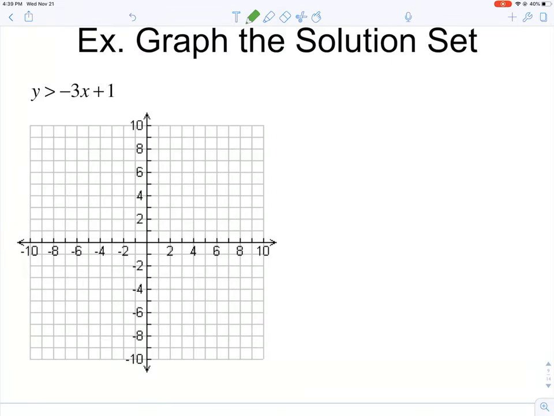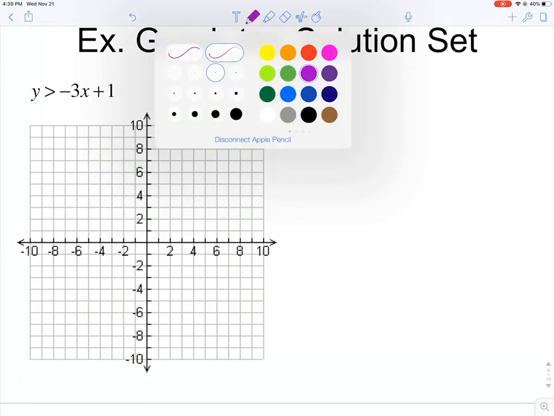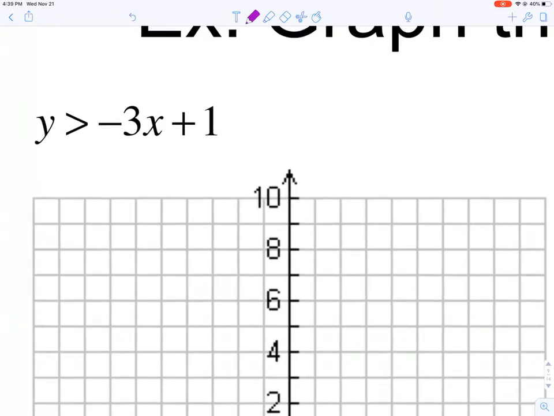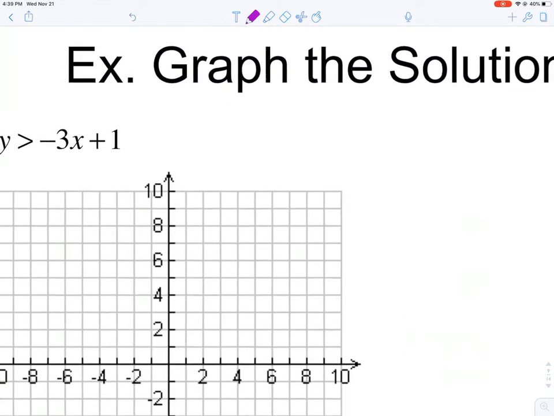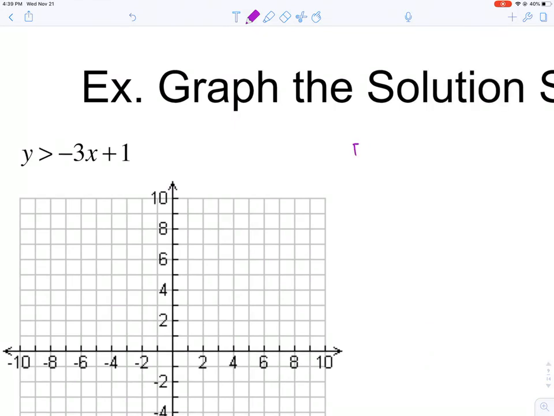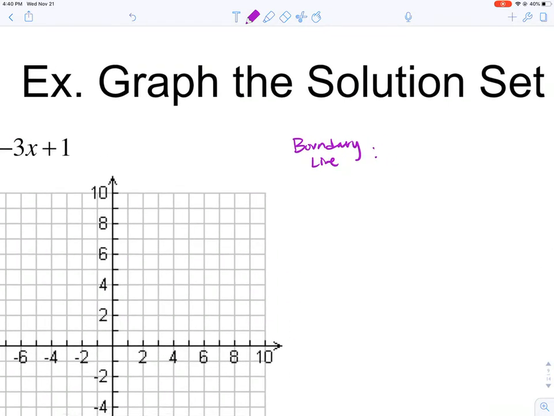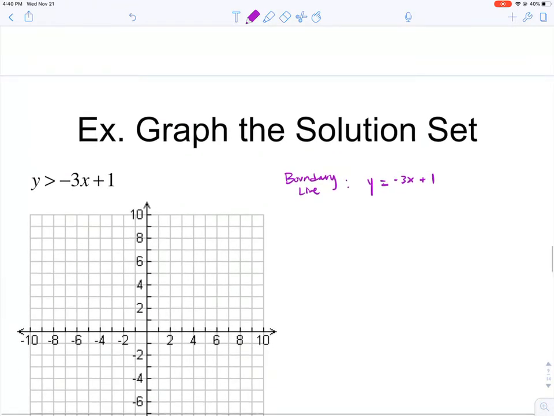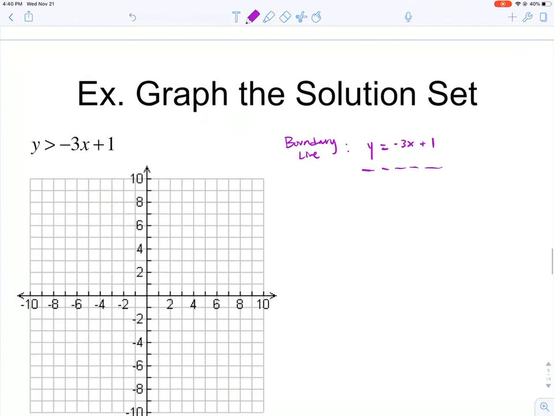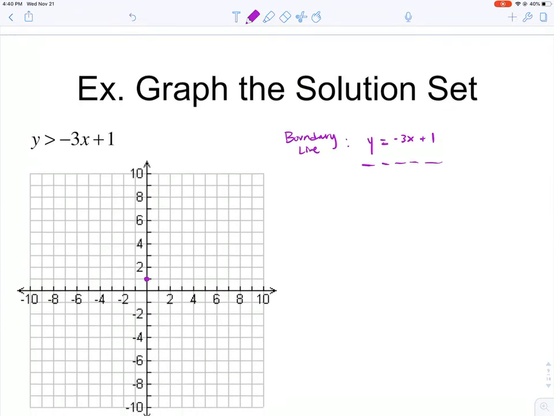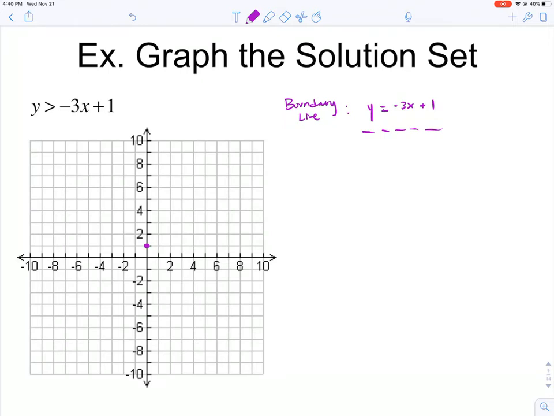Okay. So for this inequality, we can see y is already by itself on one side of the inequality. So the equation of the boundary line is y equals -3x plus 1. And because this is y is strictly greater than, we know that we're going to have a dashed boundary line. So I will graph the boundary line by first graphing the y-intercept 0, 1, and then using the slope of -3 to extend the boundary line.